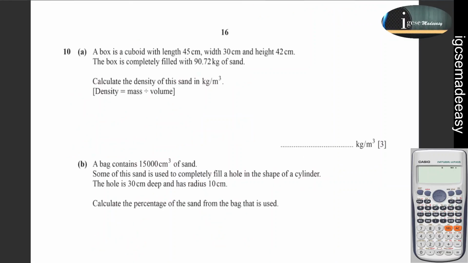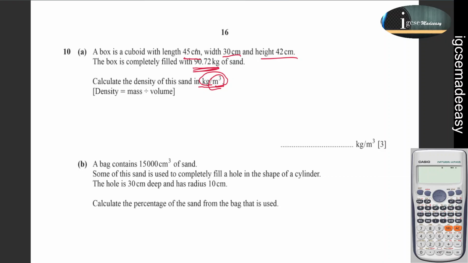Question number 10. A box is a cuboid with length 45 centimeter, width 30 centimeter and height 42 centimeter, and we have to calculate the density of this in kg per meter cube. The box is completely filled with 90.72 kg of sand. Density is mass upon volume, so mass is already in kg and the volume we need to calculate in meter cube, right?